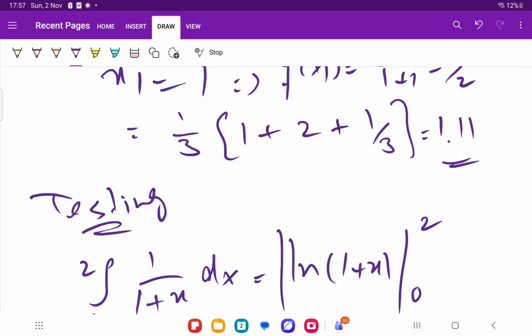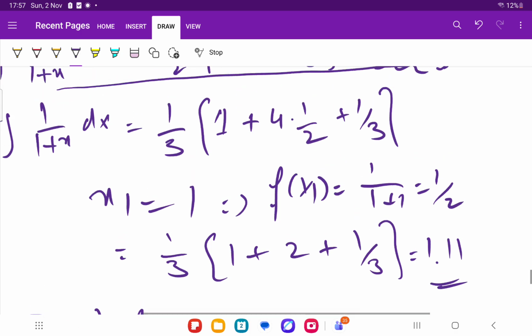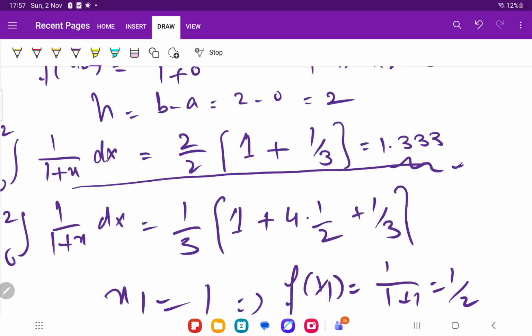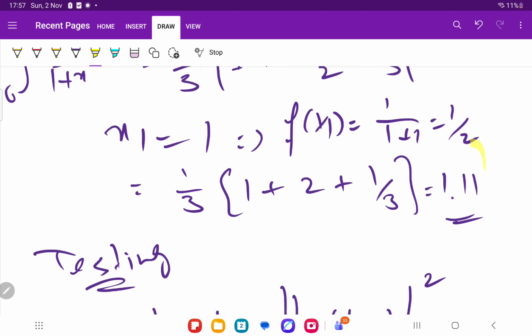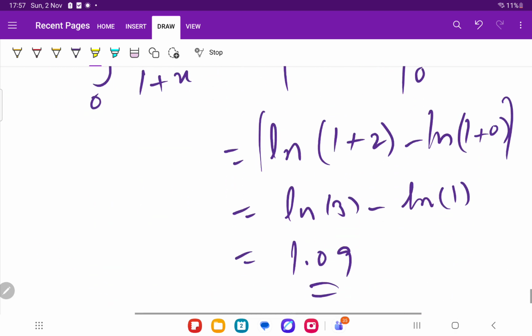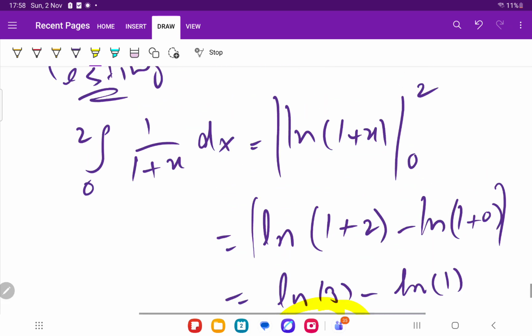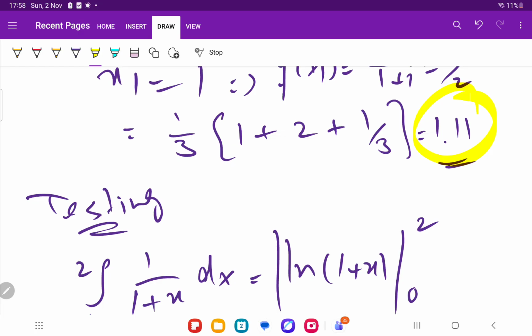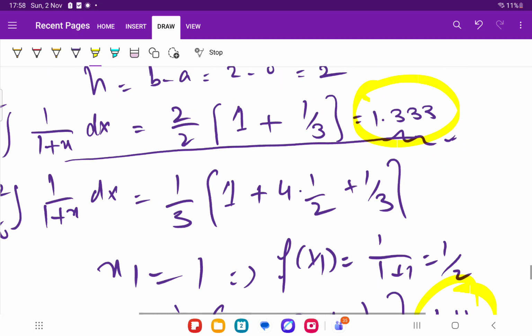Okay, and for the trapezoidal rule we have obtained 1.33. For the Simpson rule we have obtained 1.11, and the real answer is 1.09. So as I told you, if the interval becomes finer, the numerical answer will be very close to the real one. So 1.09 is the real answer, and here the numerical answer 1.11 is close to 1.09 rather than 1.33, which is a little bit far.